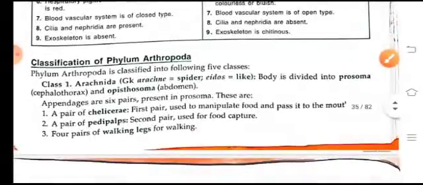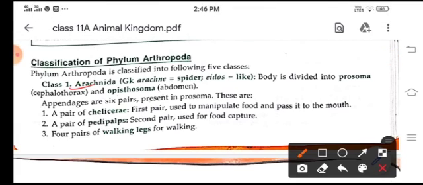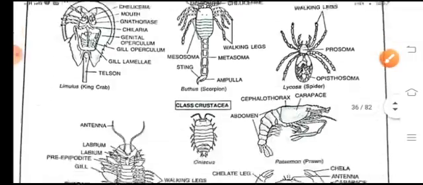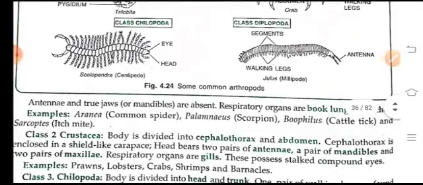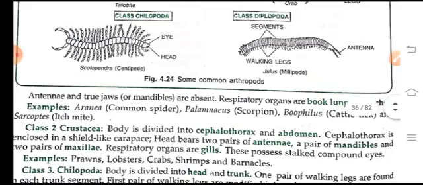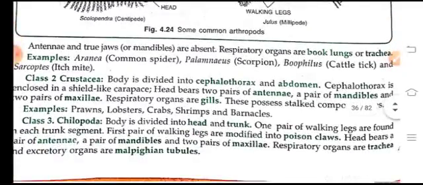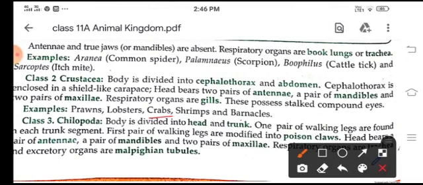Now again this phylum is classified into 5 classes. Arachnida, which includes the animals that show body division into prosoma and opisthosoma. They have 6 pairs of appendages present in the prosoma, and the animals included in this class are spiders, Limulus, scorpions, etc. Now the next class is Crustacea, which includes animals like crabs, shrimps, prawns, etc. The body is divided into cephalothorax and abdomen.